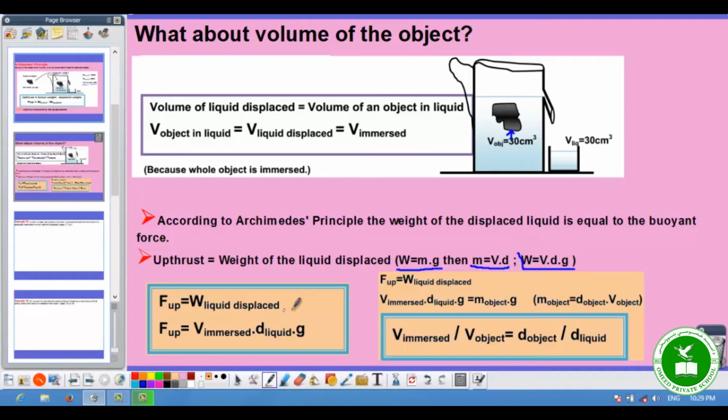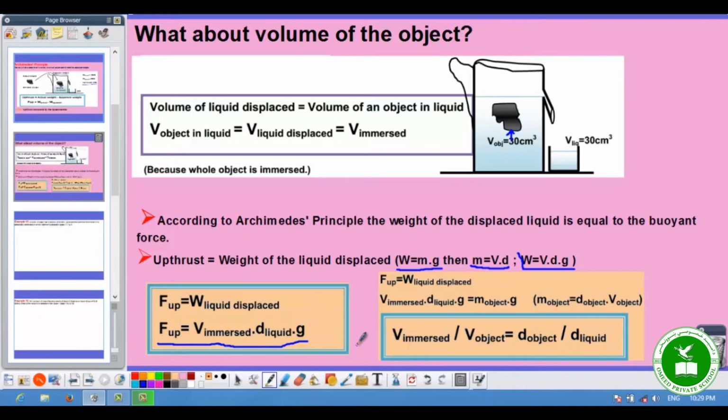You see here, upthrust force is equal to the weight of displaced liquid, and the weight of displaced liquid is what? V into D into g. Here V is the immersed volume, or volume of displaced liquid, or volume of the object itself; any of them we can take. Density of liquid into g. This is the second formula of buoyancy or upthrust force, which is derived from Archimedes principle.